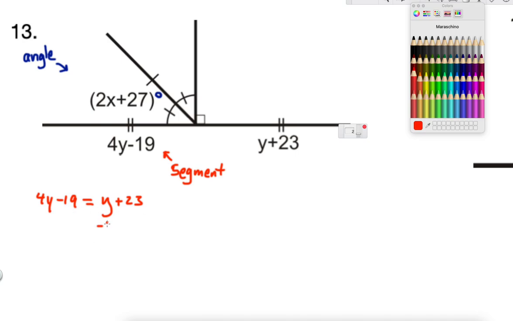So how about we get our y's together, and I add 19 to the other side. So 4y minus y is 3y, and 23 plus 19 is 42. And then divide by 3 on both sides, and I get y equals 14.